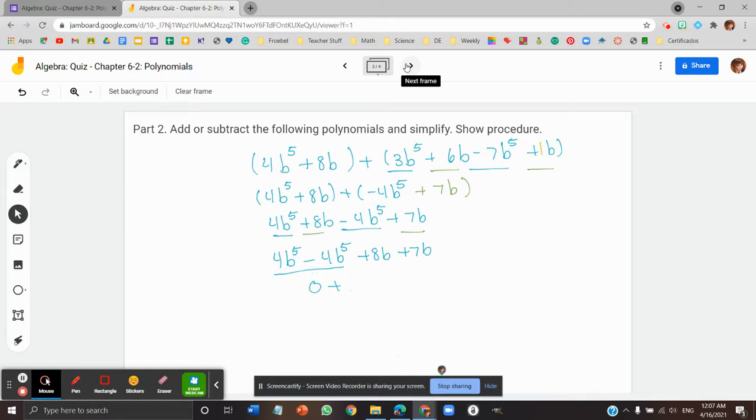Let's see how much is the other combination. I have 8b plus 7b, and 8 plus 7 is 15b. And 0 plus 15b, I can just put the 15b. And that would be my answer. The degree of that would be 1. It only has one term. So if I were to call it, it would be a linear monomial.